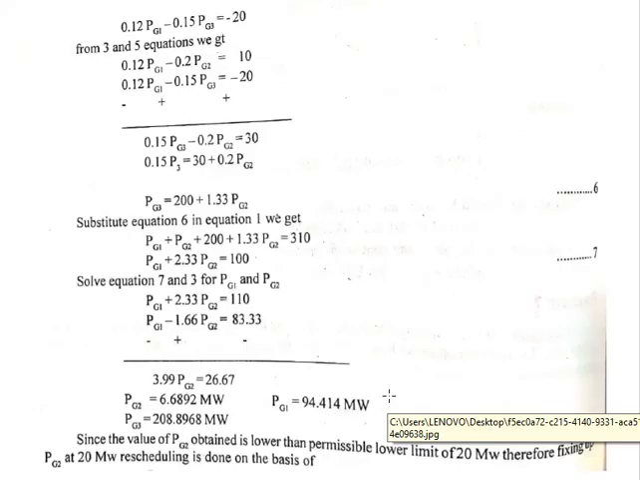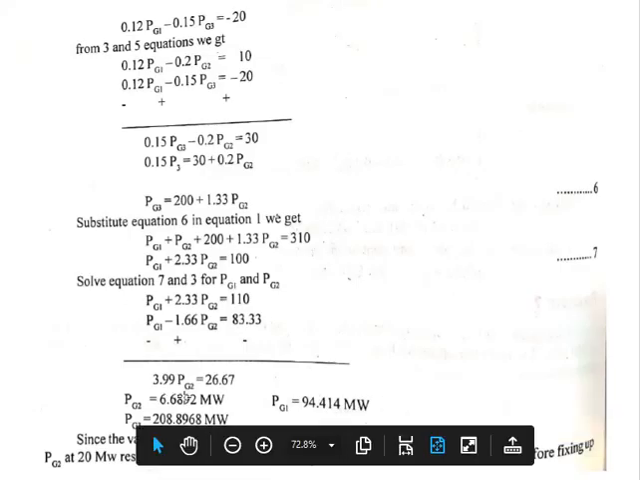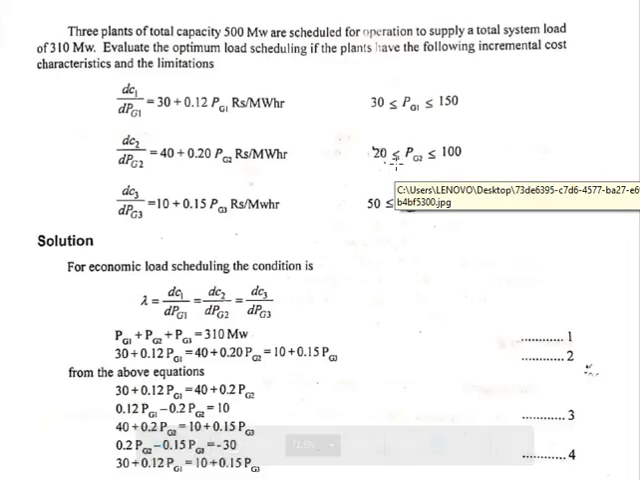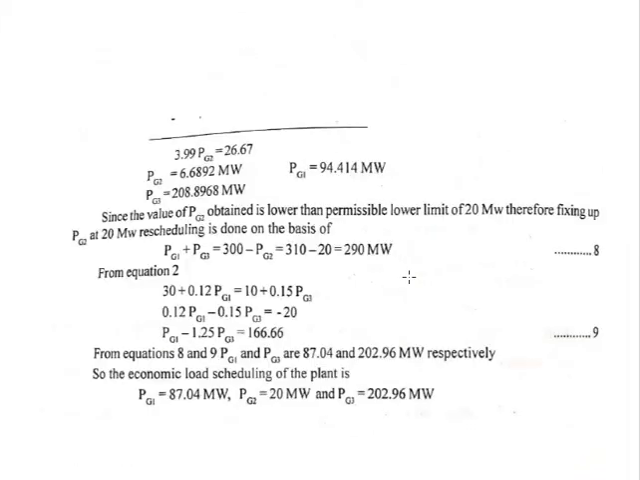But here the power limitations, that is the generation of unit 2, you see that 6.68 units. So the condition is violated here, because the generation 2 condition is 20 megawatt to 100 megawatt, but as per our calculation we are receiving 6.68. So we can fix it at the minimum value, that is 20 megawatt. Then we can reschedule the generation of units 1 and 3.